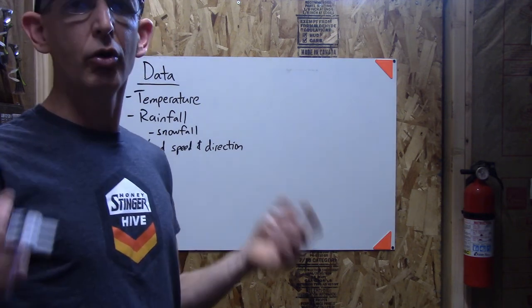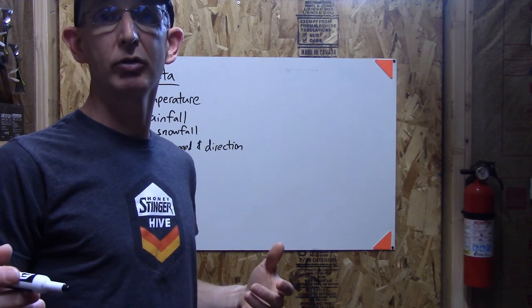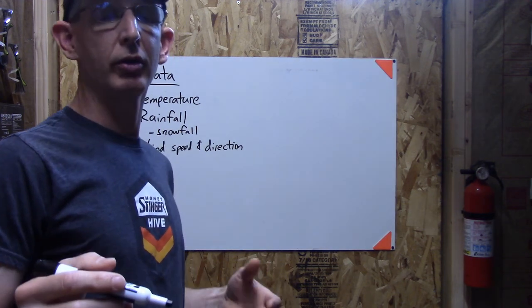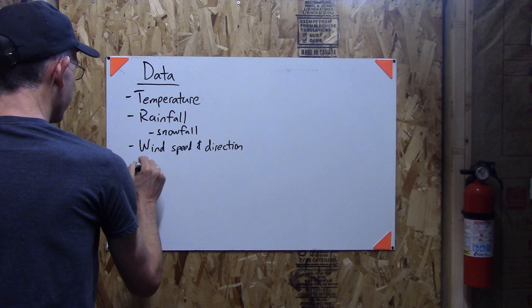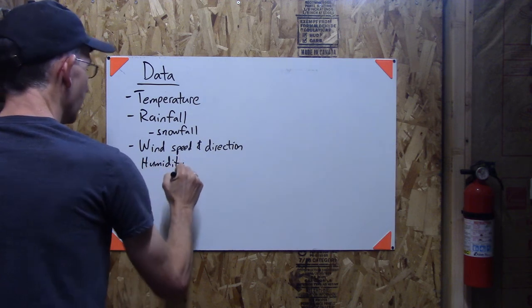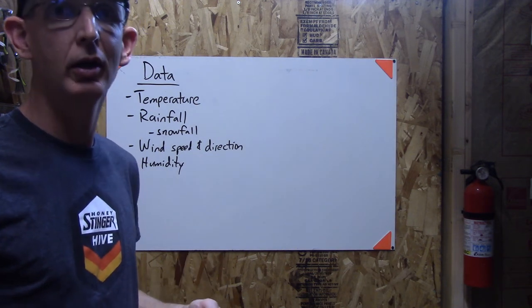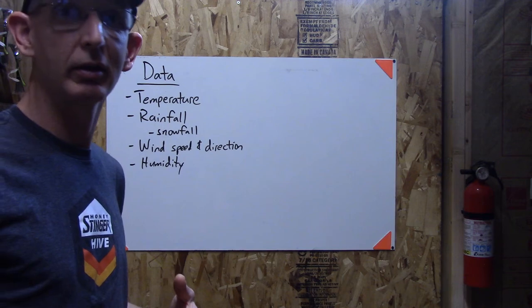And then there are all kinds of other pieces of weather data, weather-related data that some weather stations collect as well. Things like humidity, and these can be in terms of relative humidity or absolute humidity. Lots of different related things there.